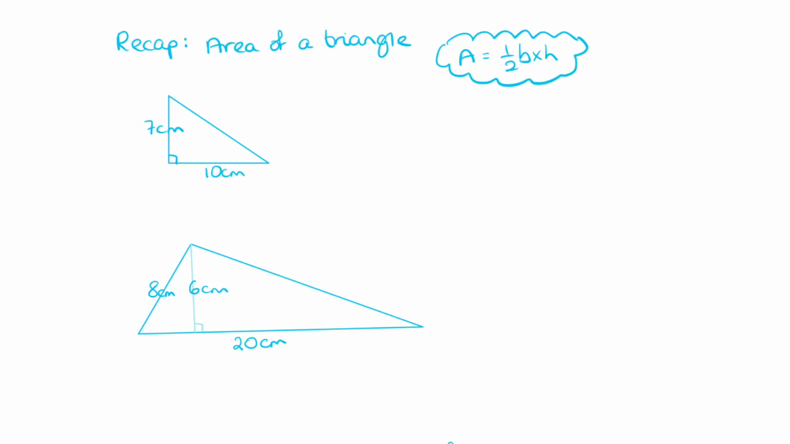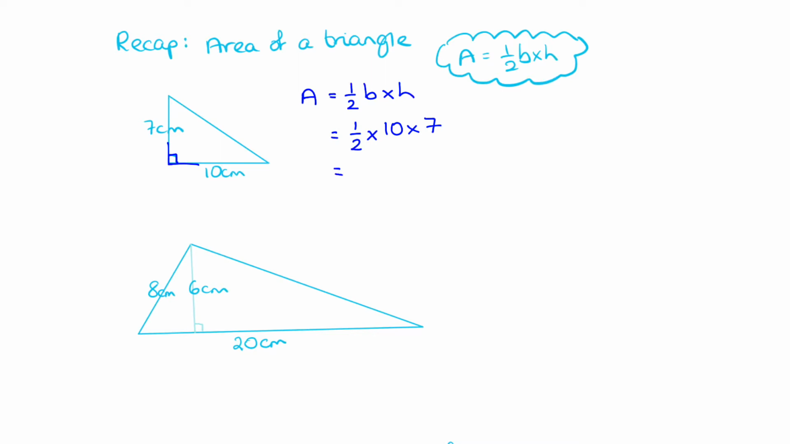So remember, area of a triangle is a half base times height. So if we're looking at our first triangle here, remember, if we're going to use a formula, we always write it down. So then we put our numbers in. So we've got a half times, the base is 10 and the height is 7. Although, as long as the base and the height are at right angles to each other, it doesn't matter which one's the base and which one's the height.